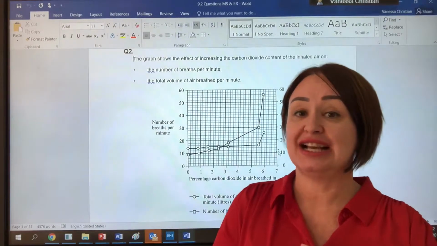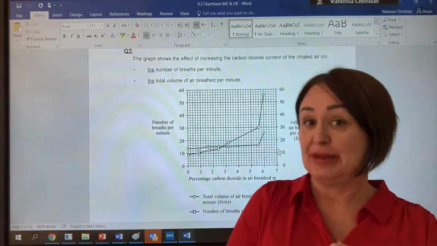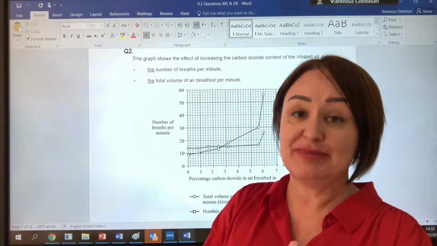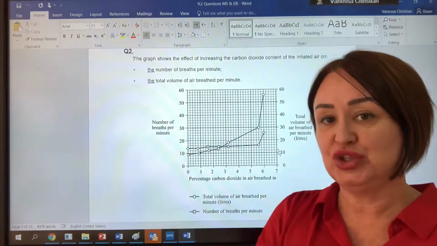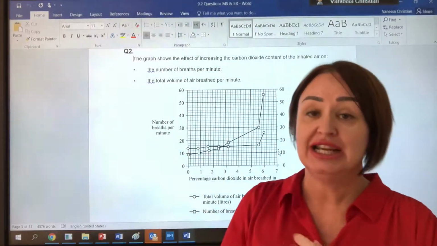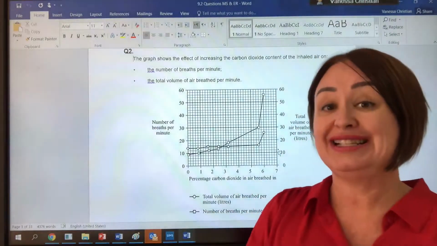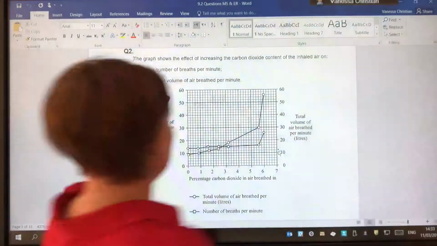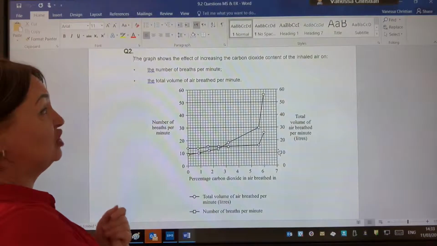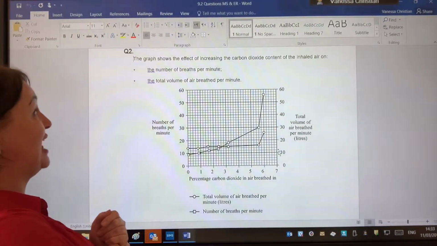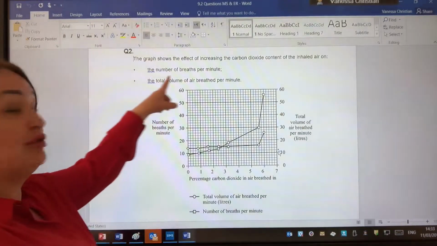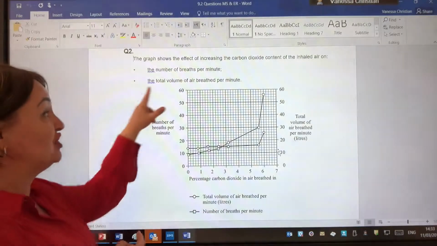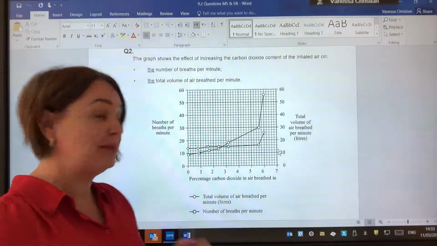Here's a question on response to exercise, so you've got an idea what you might be asked in an exam. And you've got two variables from experimental data. Get used to them because they got a special mention in the examiner's report last year where they said that students really handled them poorly when they got questions on this. It shows the effect of increasing carbon dioxide content of the inhaled air on the number of breaths per minute and the total volume of air breathed per minute.